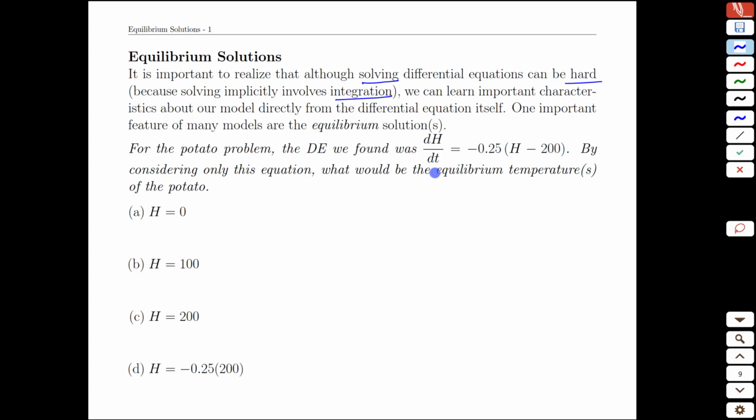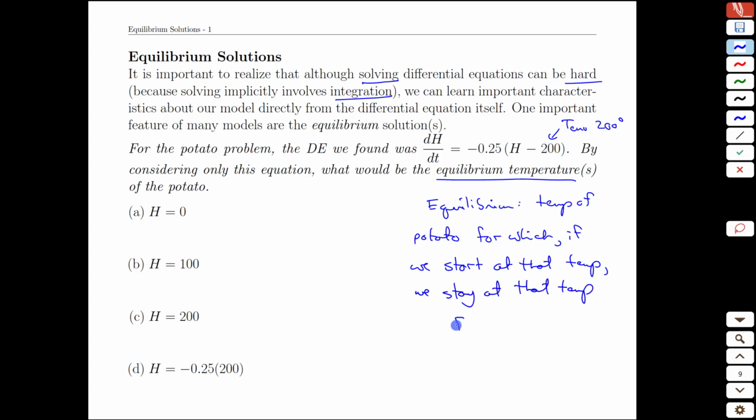Take a look, for example, at this differential equation, dh/dt equals minus 0.25 times (h minus 200). This is our model for a heating and cooling system with an environmental temperature of 200 degrees Celsius, and h being the temperature of some object in that environment. The question we're asking here is, what would the equilibrium temperature or temperatures be of the potato? Redefining equilibrium again, an equilibrium in this case would be a temperature of the potato for which, if we start at that temperature, we're going to stay there forever. So let's take a look at either the math or the concept in that.